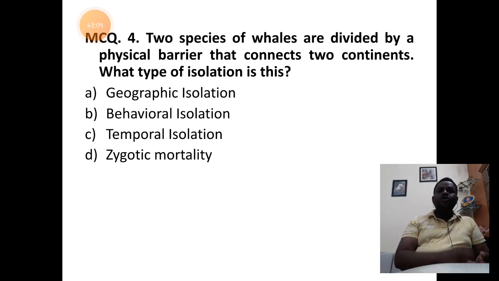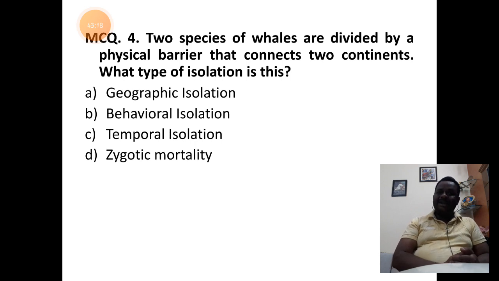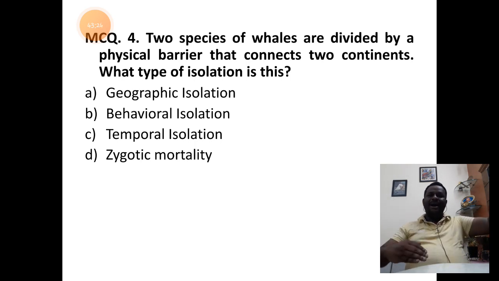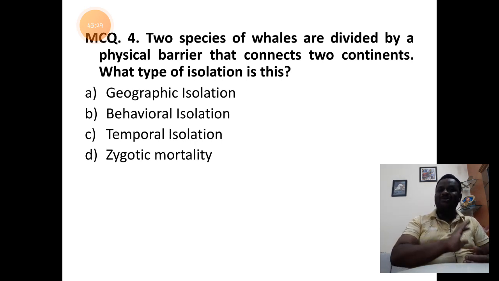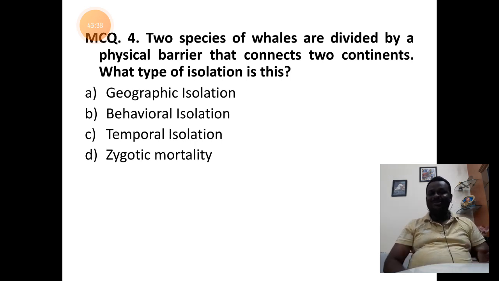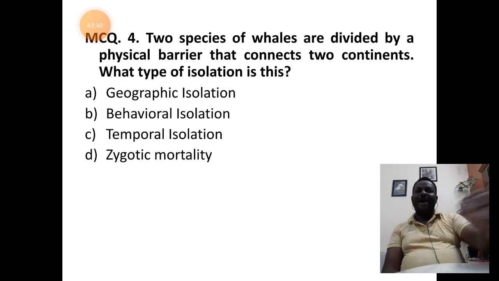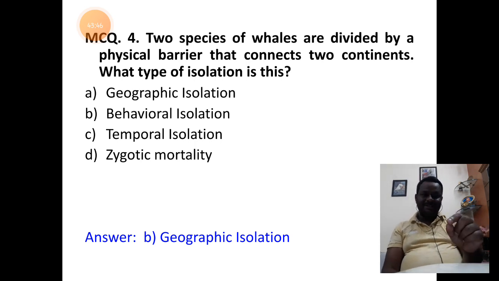Question 4. Two species of whales, the aquatic organisms, are divided by a physical barrier that connects two continents. So they move apart to two different continental areas. What type of isolation is this? Geographic isolation, behavioral isolation, temporal isolation, zygotic mortality. It is geographic isolation because a physical barrier is involved here. The answer is A. Sorry students, I have written here as B. It should be A, geographic isolation.